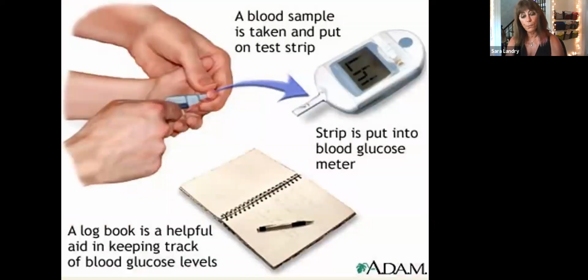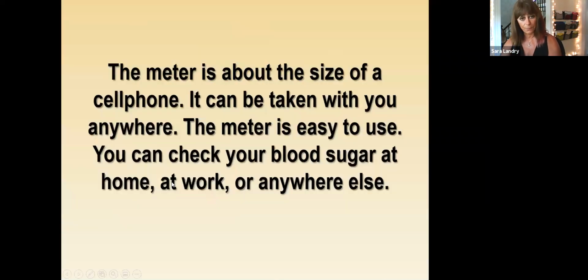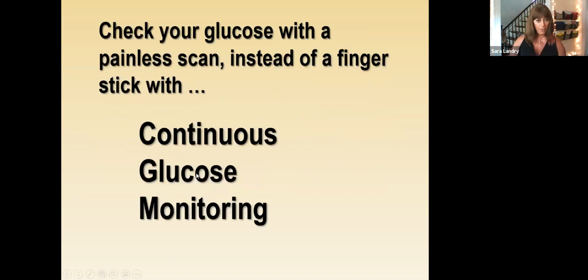What you do is you prick your finger, you put the blood on the strip, you stick the strip in this little meter, and it will read your blood sugar level. The meter is about the size of a cell phone, so you can carry it anywhere you go. You can bring it in your car, you can check your blood sugar at home, at work, or anywhere else.